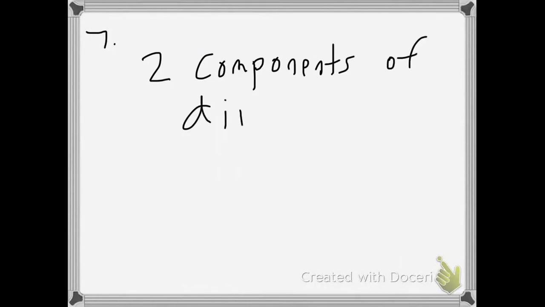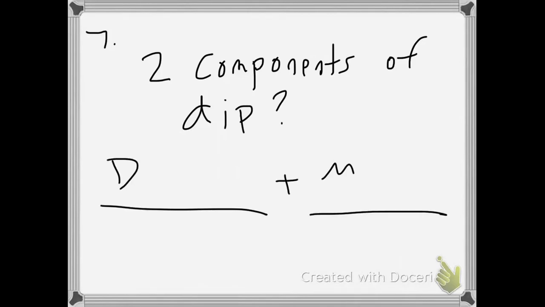Question number 7, let's go over the two components of dip. Do you remember the two components of dip? And it's not onions and sour cream. It starts with a D and an M. This is direction and magnitude.